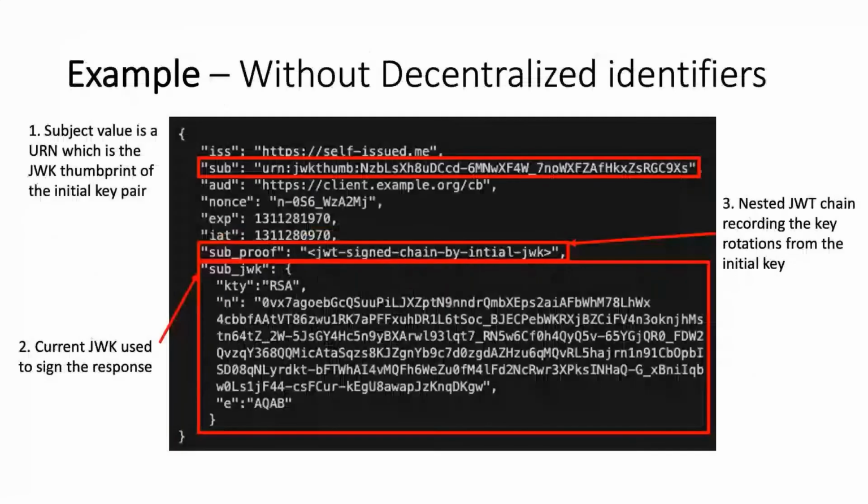How we would perhaps handle this without decentralized identifiers, essentially we need some way of communicating key rotation events. This is really just a draft proposal, and to what extent this would need to be defined within OpenID, a revision to SIOP is undecided, but essentially you could elect to prefix this with the URN so that it's clearer the format of the subject identifier. This would be the current JWK used to sign the response, and then some form of proof that would relate it back to the original JWK that was used to generate this thumbprint.